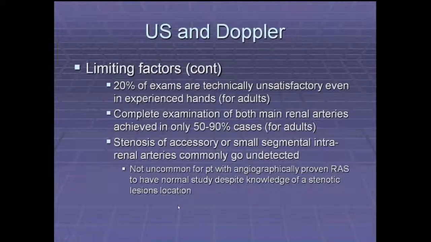Other limiting factors: 20% of exams are technically unsatisfactory, even in experienced hands for adults. This dramatically increases for an uncooperative child, obviously. A complete examination of both renal arteries is achieved in only 50 to 90% of cases for adults under the best of circumstances. Stenosis of accessory or small segmental intrarenal arteries commonly goes undetected. Like I discussed earlier, a significant proportion of renal artery stenosis actually involves branch vessels, which are extremely difficult to find on renal Doppler, particularly in children.